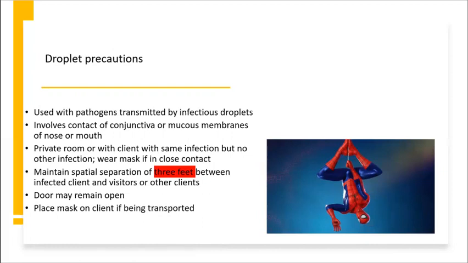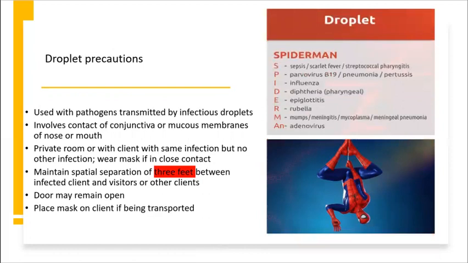And what are examples of diseases in this category? So I use Spider-Man to remember those diseases. Remember we said Spider-Man is dropping from the roof. So that's droplets. So that reminds me of droplet precaution. And if I spell out Spider-Man, so some diseases in this category would be S for sepsis, scarlet fever, streptococcal pharyngitis, P for pneumonia, which is the most common, pertussis or parvovirus.